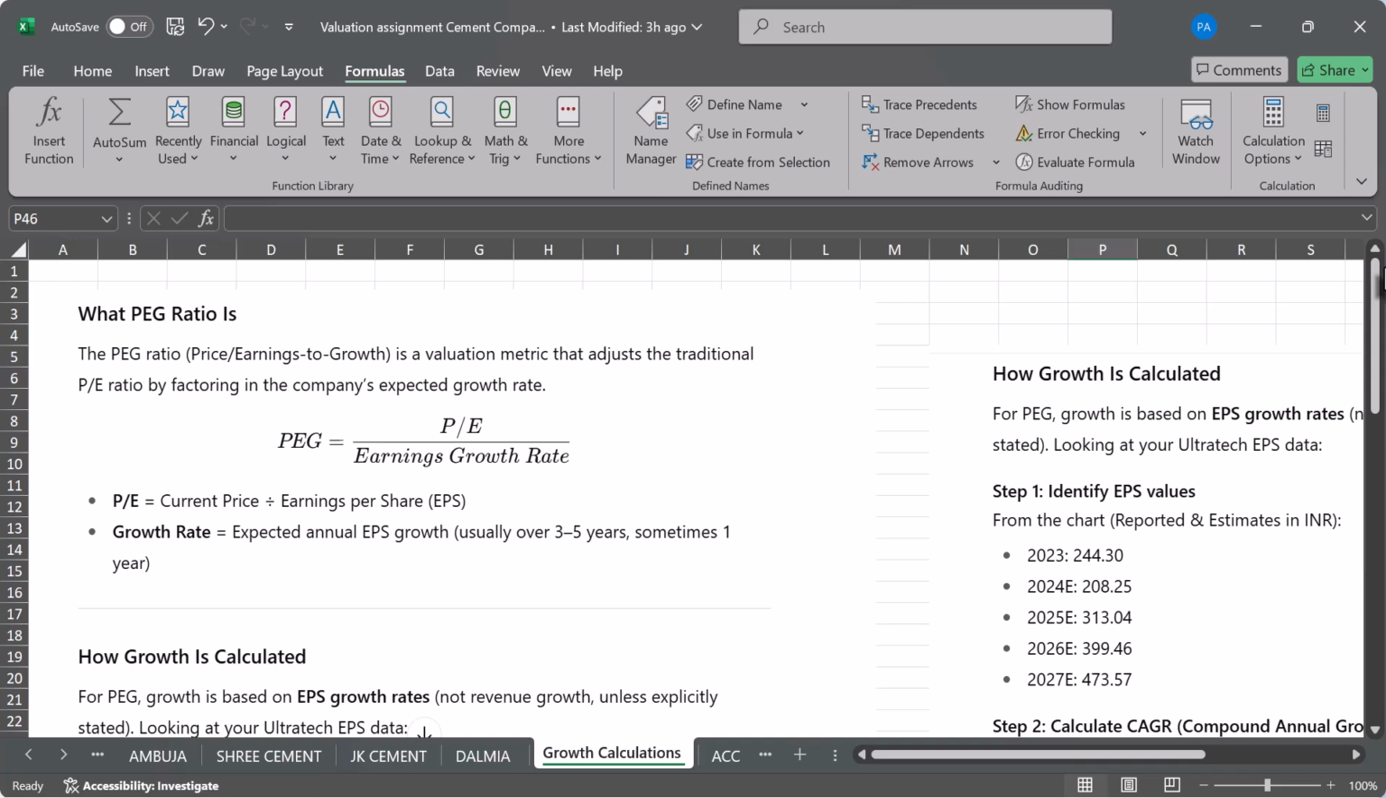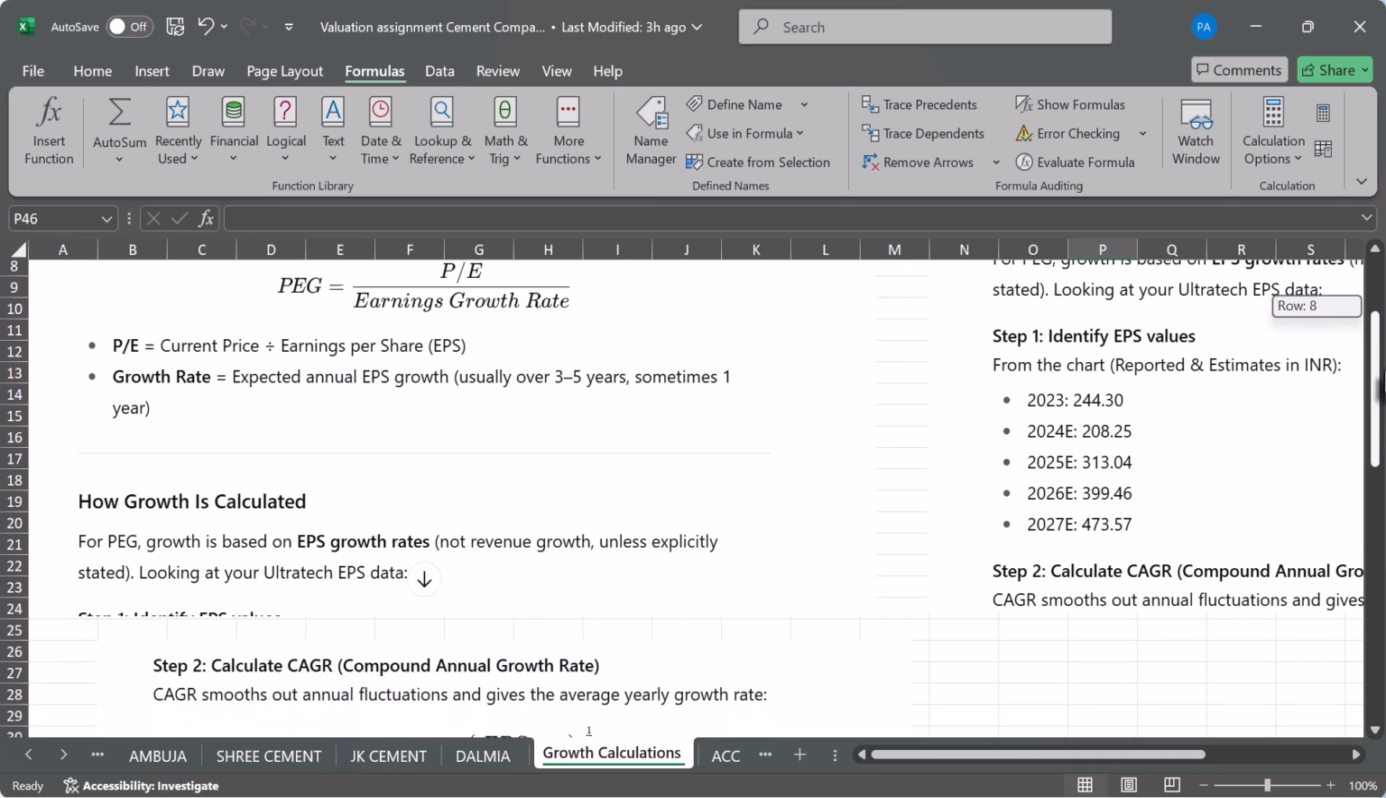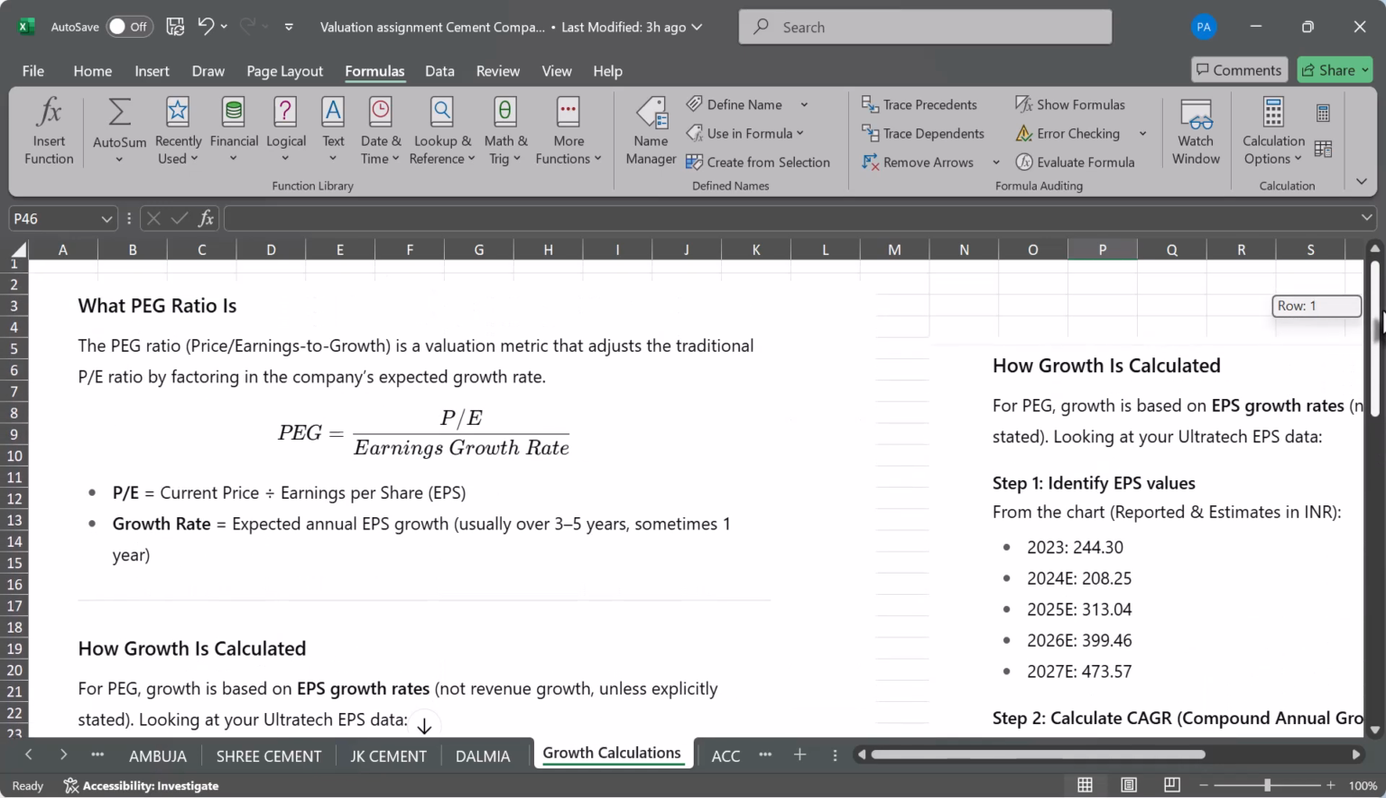What is the PEG ratio? The PEG ratio, price by earnings to growth, is a valuation metric that adjusts the traditional PE ratio by factoring in the company's expected growth rate. PE is equal to current price divided by earnings per share, and growth rate is equal to expected annual EPS growth, usually over 3 to 5 years. So that means we have done it sometimes for 1 year, almost like 2 or 3 years. Now, just read here.